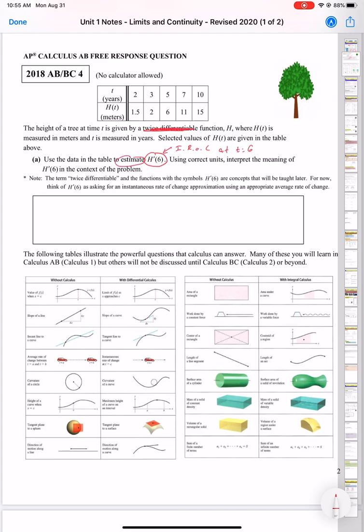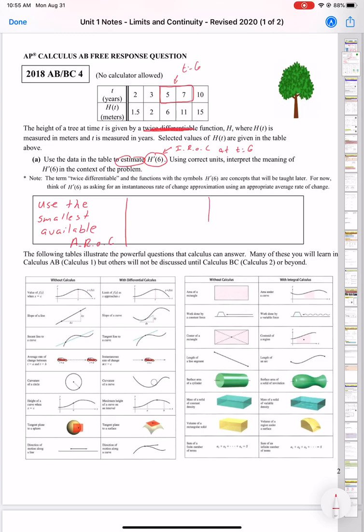So our strategy is going to be to use the smallest available average rate of change over the shortest period of time. So how close can we get to 6? Well, that's probably going to be looking here between years 5 and year 7 because t equals 6 would be right in between. So if we can find the average rate of change from year 5 to year 7, that will at least give us an estimate of the instantaneous rate of change at year 6.